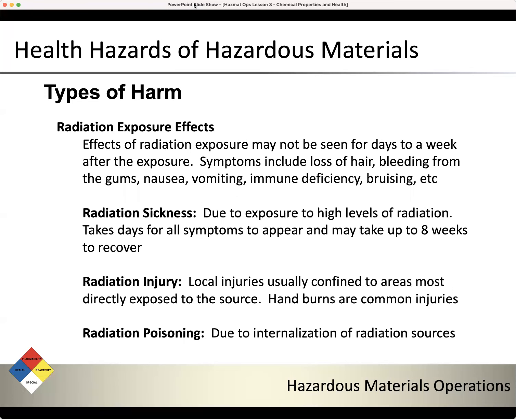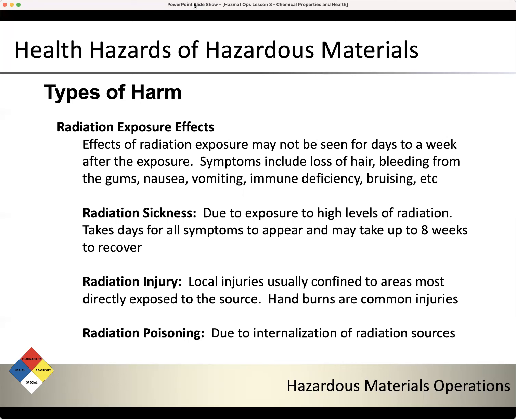So what are the exposure effects of radiation? Some effects may not be seen for days to a week after the exposure. With moderate to high doses, symptoms include a loss of hair, bleeding from the gums, nausea, vomiting, immune deficiency, bruising, etc. Radiation sickness is due to the exposure of high levels of radiation. It takes days for all symptoms to appear, and it may take up to 8 weeks to recover.